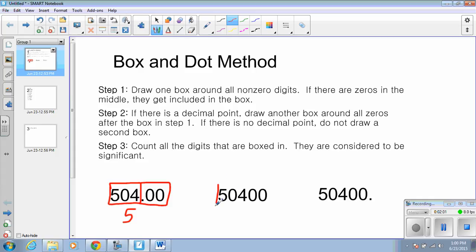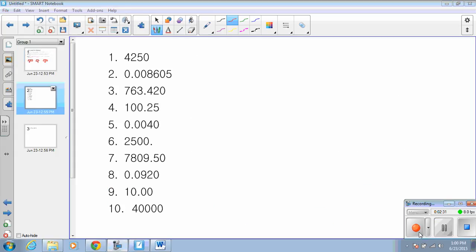Second one, box all non-zero digits. Is there a decimal place? No. So we do not draw the second box around these zeros because there's no decimal place. So we only have 3 significant digits. In this problem, the third one, box all non-zeros. Is there a decimal point? Yes. Box all zeros to the right. We've got 5 significant digits.